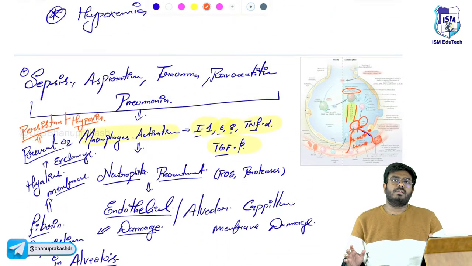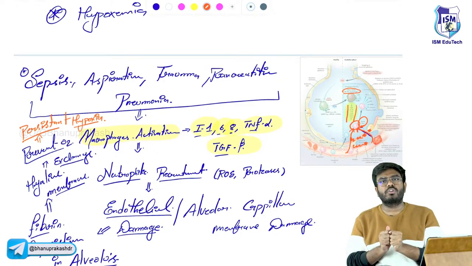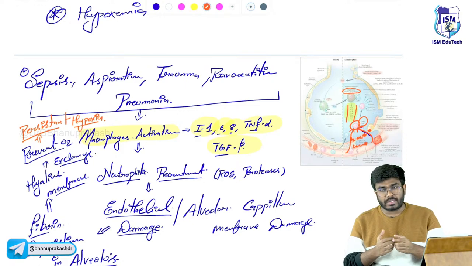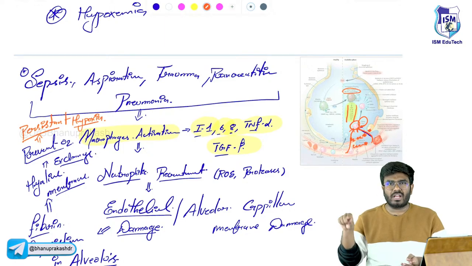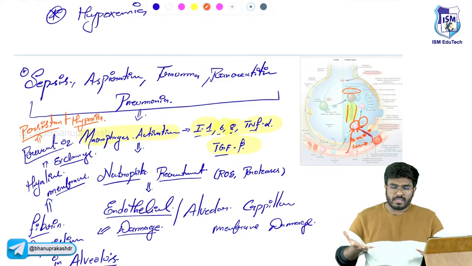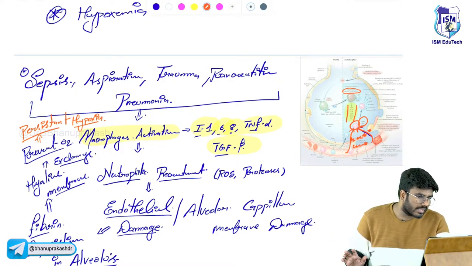Simple recap. Some problem in the lung: sepsis, pancreatitis, trauma, aspiration, pneumonia, something in the body activates the local macrophages in the lung. Macrophages produce cytokines and recruit the neutrophils. Neutrophils, by producing reactive oxygen species and proteases, cause endothelial damage and alveolar lining damage. That causes pulmonary edema, deposition of fibrin, hyaline membrane disease. So with this, hyaline membrane disease is also completed.